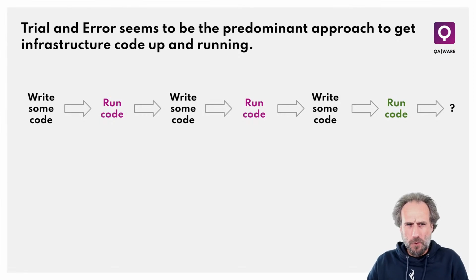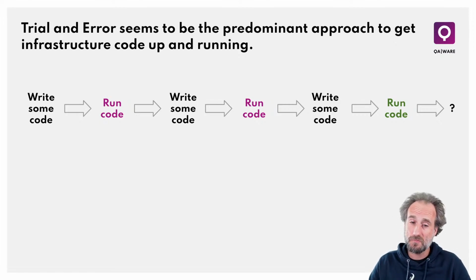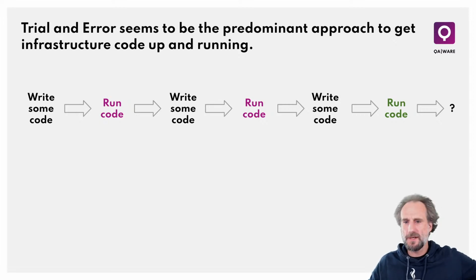What makes things even worse, in my opinion, and I've seen many teams struggle with that, is that trial and error seems to be the predominant approach to get your infrastructure code up and running. So what does the development loop look like? You write some code, you try to run the code, it doesn't work. You write some more code, or you change the code, you try to run it again, and at some point, suddenly the code begins to run, and then you're done.